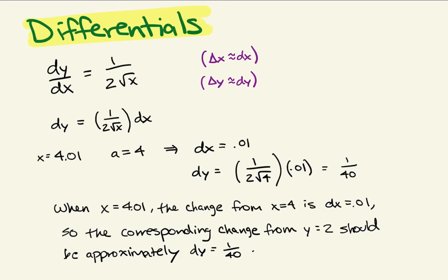So basically what this means is that when we're looking at this value, the change from 4 was 0.01, right? That was about delta x, so we're going to call that dx. So the corresponding change from y equals 2 should be approximately dy. So that's why we can approximate the square root of 4.01 as the square root of 4 plus an extra 1 out of 40, right? So it's two different ways of looking at the same thing.